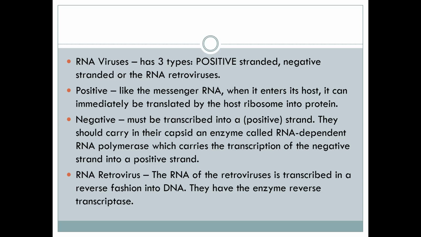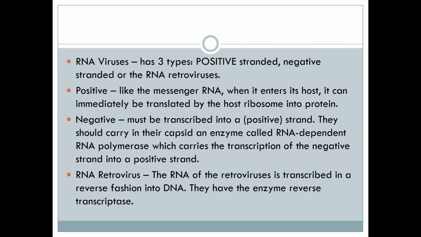So if it's negative, it must be transcribed first into a positive strand. They should carry their capsid and an enzyme called RNA-dependent RNA polymerase, which carries the transcription of the negative strand into a positive strand. If it's positive, the same as with your mRNA, it directly multiplies or reproduces viral copies.